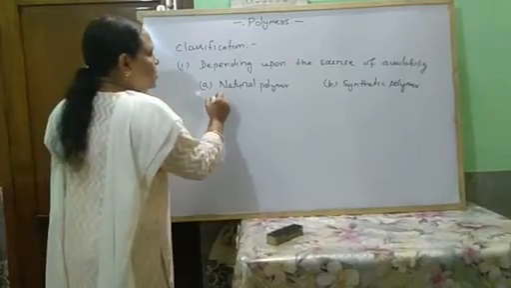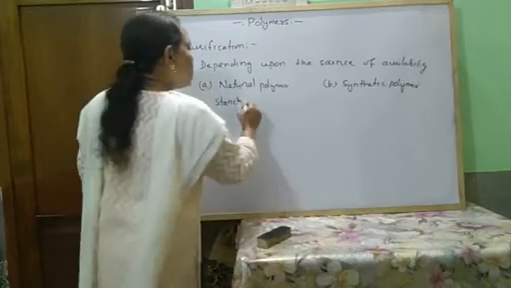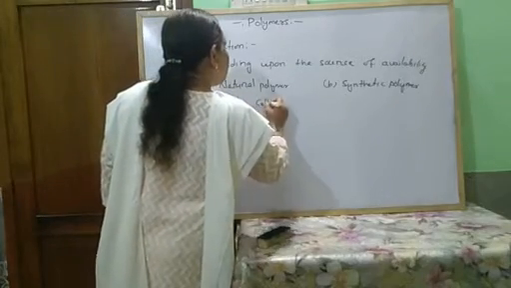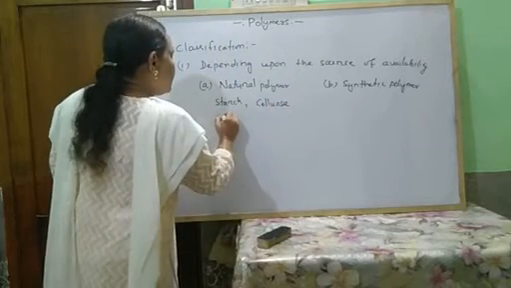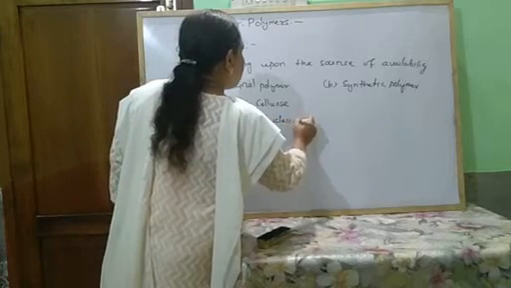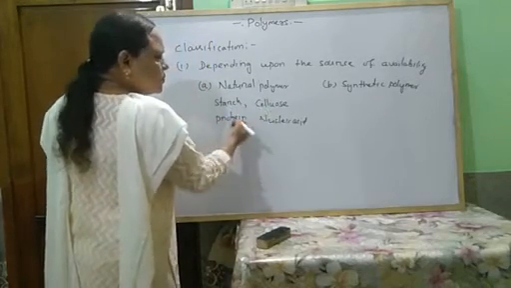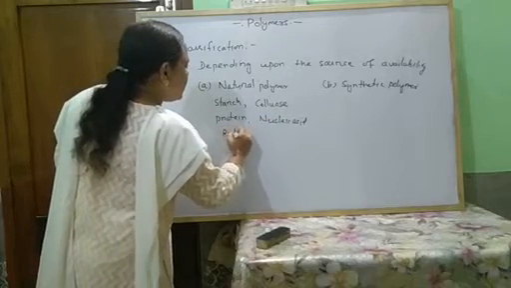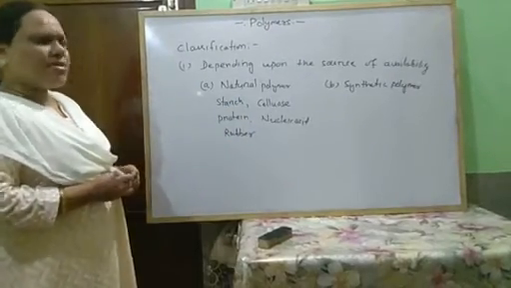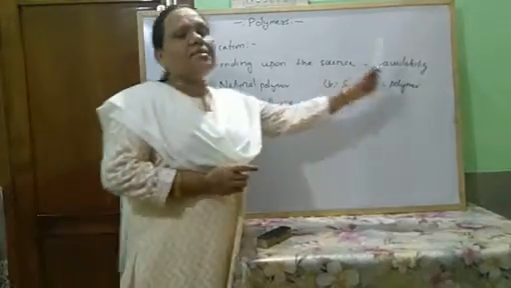For example, starch, this is a polymer of glucose. Similarly, cellulose, protein, nucleic acid, then starch, cellulose, protein, nucleic acid, natural rubber. Okay, so these are the examples of some natural polymers. But the availability of natural polymers is less. So in this way it required some synthetic polymer.